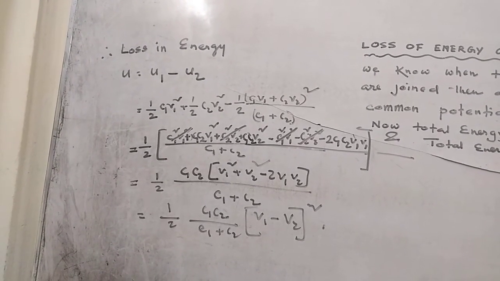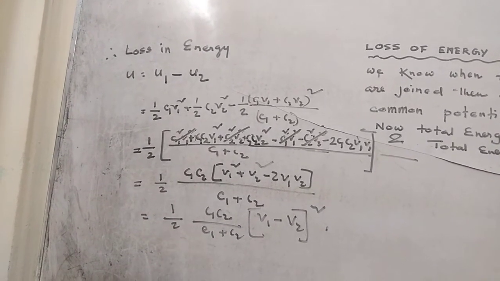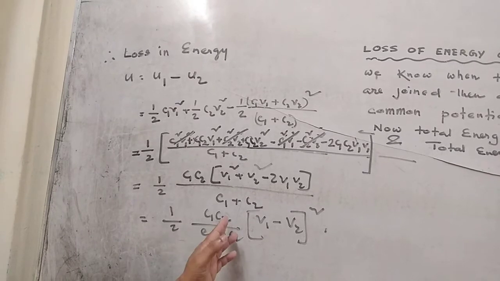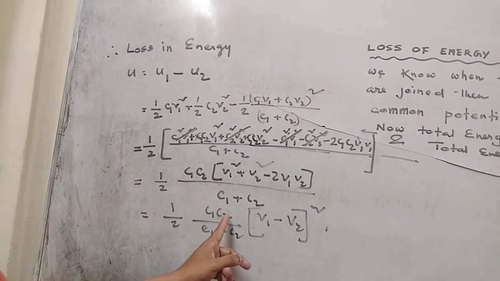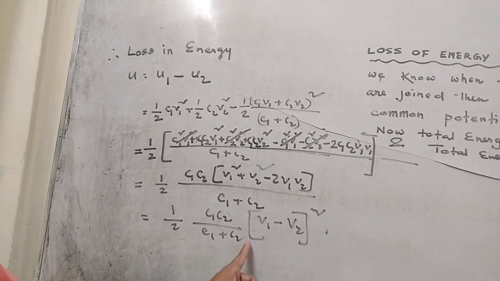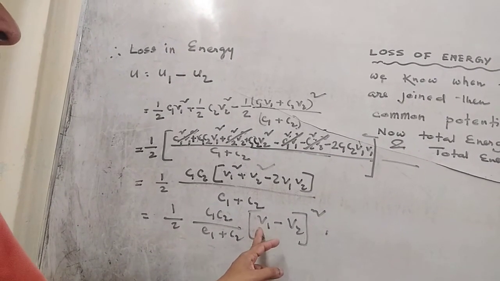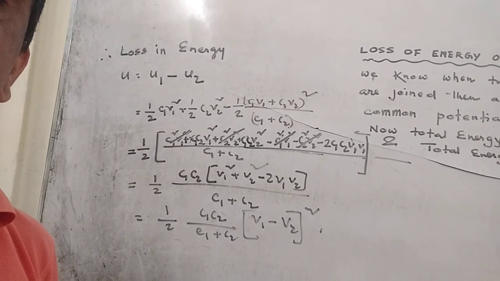Is it clear? Here we have taken only two capacitors, so we got this value for two. If there are n number of capacitors, then it will be C1, C2, up to Cn, divided by C1 plus C2 plus C3 up to Cn, and this will be multiplied by V1 minus V2 up to Vn whole thing square. That is the result. Is it clear?